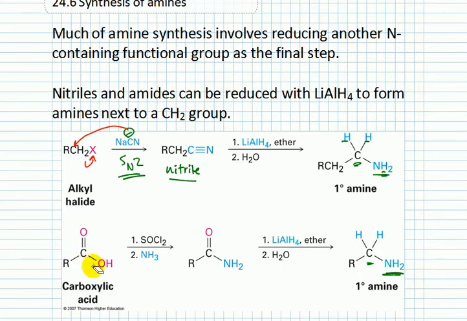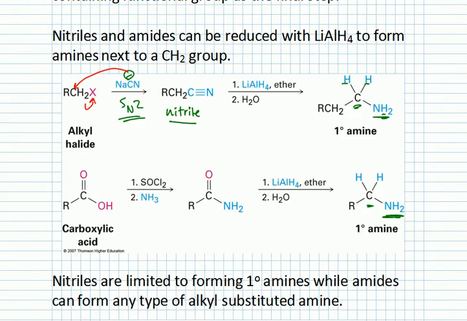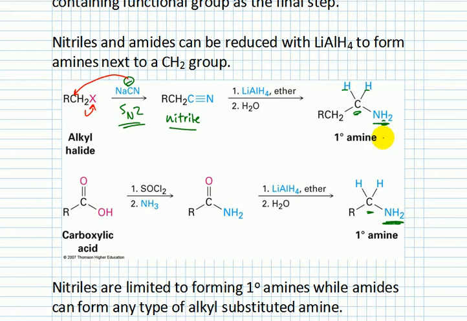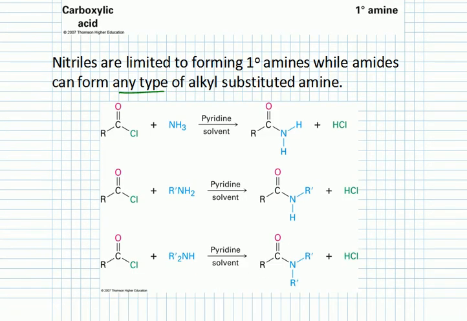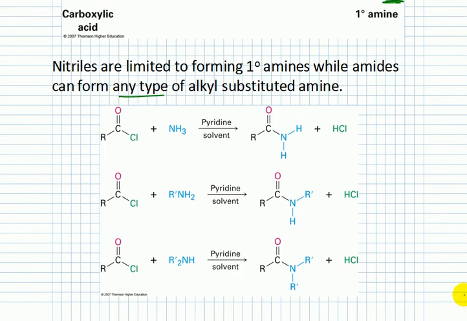If we can start with a carboxylic acid, we can use thionyl chloride to make the acid chloride. We can use ammonia to make an amide, just a primary amide, like that. So RC double bond O NH2. Reduction with LAH here will give us a primary amine that way also. The nitriles are limited to forming primary amines only. But amides can form any type of alkyl substituted amines. Turns out we can at least form primary, secondary, or tertiary amine starting with an amide.